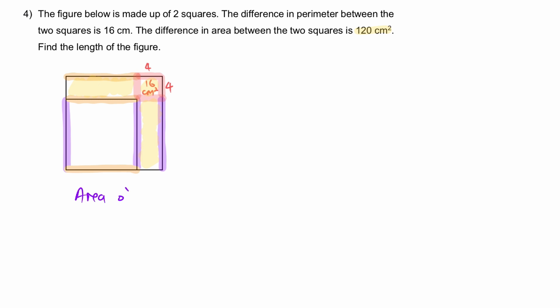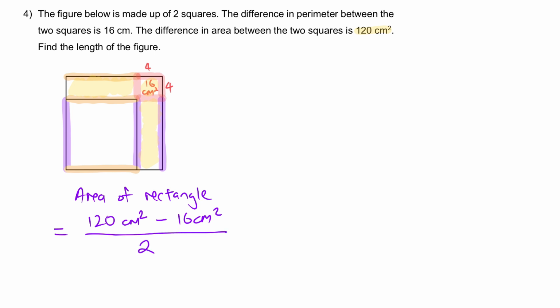Area of rectangle. I will just need to take 120 cm square minus away the 16. After that, I divide it by 2 to give us 52 cm square. This is 52, this is 52. From here, are we able to figure out the length of the rectangle, which is equal to the length of the small square? We can, right?